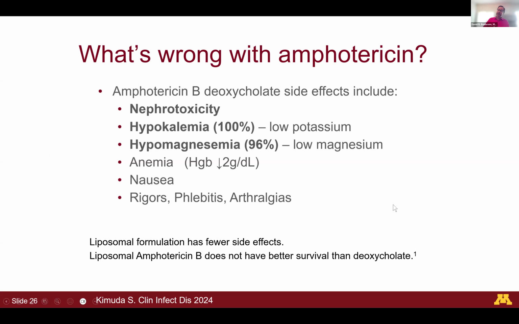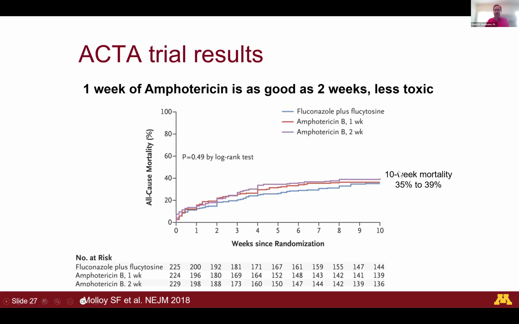If you look at just amphotericin therapy first, amphotericin deoxycholate, old school people know it causes nephrotoxicity, hypokalemia, hypomagnesemia. On average, you get about a 2-gram drop in hemoglobin over the first week. The liposomal formulation has fewer side effects, but it has the same outcomes, so there's not any better outcomes than deoxycholate. One week of amphotericin is as good as 2 weeks, and it's less toxic.